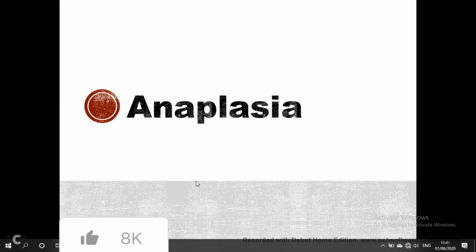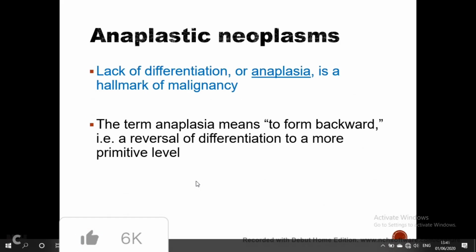Now, a very important aspect is anaplasia. Anaplasia, or anaplastic neoplasm, lack of differentiation or anaplasia, is a hallmark of malignancy. The term anaplasia means to form backwards, that is, a reversal of differentiation to a more primitive level. What is primitive level? An embryo. When a human was not a human but an embryo, and the cells were at a primitive level, they were not well differentiated at that time. Gradually they mature and form different organs, and the differentiation occurred. Now, in neoplasia, we are going backwards, towards the primitive stage of our existence.